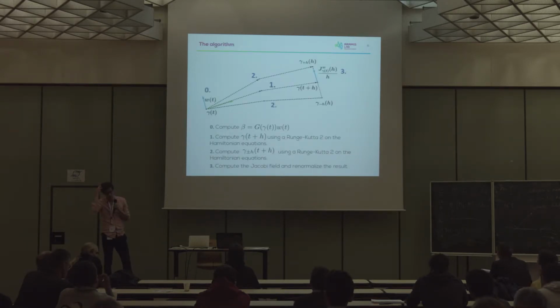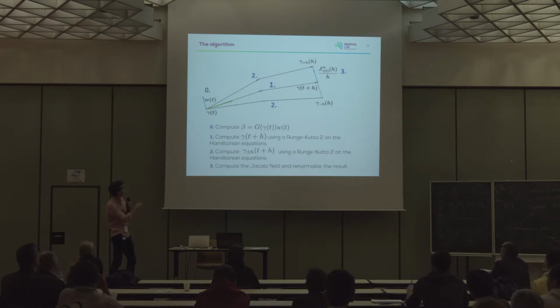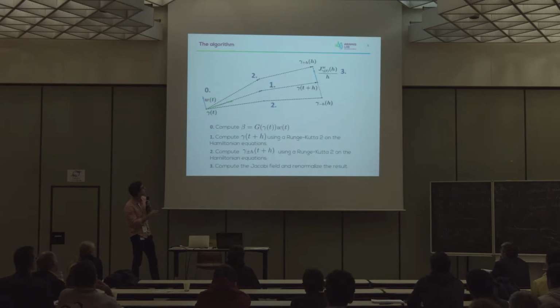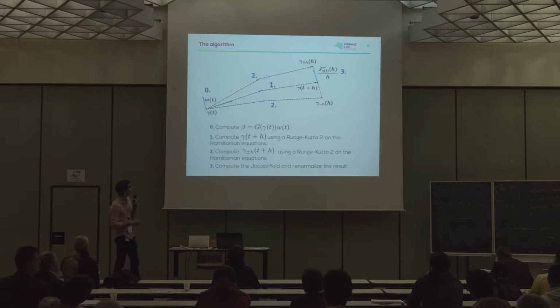So here's the setting to compute the transport. You start with some W to transport at some time t, and you have some point of the geodesic gamma, and what we're going to do is simultaneously compute the geodesic and the transport of W along the geodesic. This amounts to discretizing this, basically. There are 4 steps. The first one is to go from tangent space to cotangent space, to transport W from the tangent space to the cotangent space, because the geodesic equations are written well in the cotangent space with the Hamiltonian formulation.